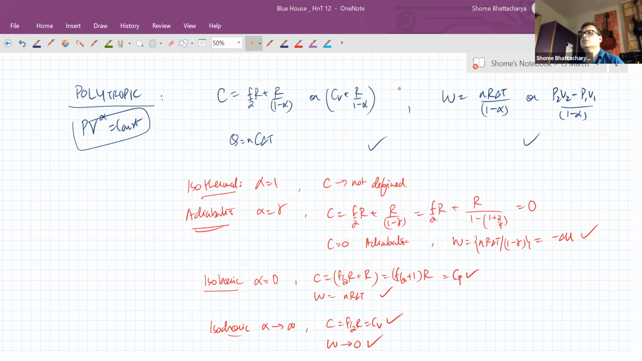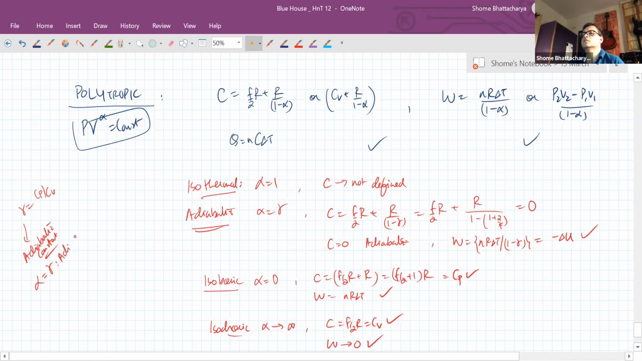Gamma is defined as the adiabatic constant, Cp by Cv. This is the adiabatic constant, Shikhar. Okay, and alpha is equal to gamma only for the adiabatic process, and also it is 1 plus 2 by f. Okay, so therefore 1 upon gamma minus 1 is actually f by 2.